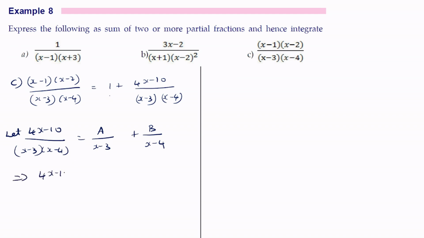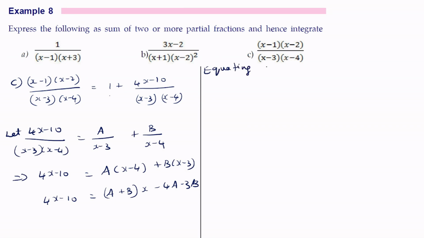So here the numerator becomes 4x minus 10 equal to A into (x minus 4) plus B into (x minus 3). When we take LCM, the denominator will get cancelled. So this is (A plus B) into x minus 4A minus 3B. So we can equate the coefficient of x and the constant terms on both sides.